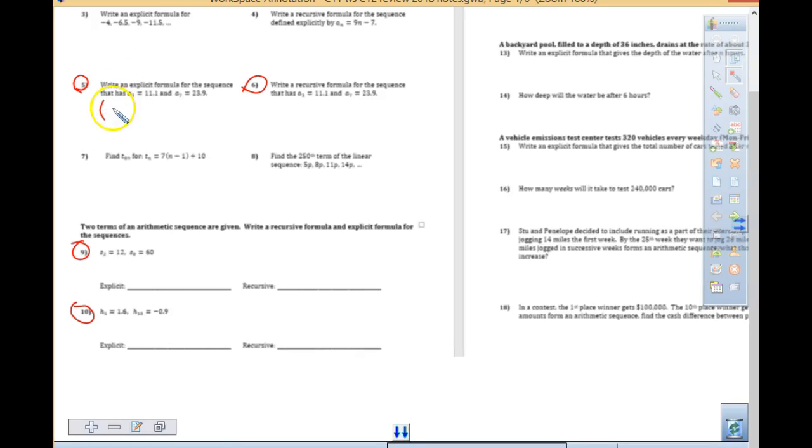Could I put down an ordered pair of (3, 11.1)? Does that make sense? Yeah. Okay. And the second point, because they tell me a sub 7 equals 23.9, I should be able to put (7, 23.9).